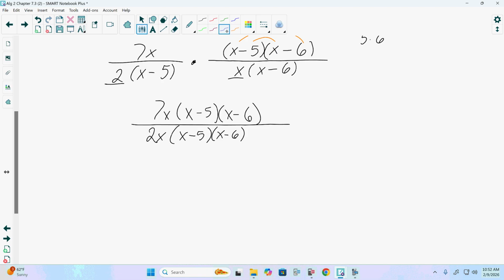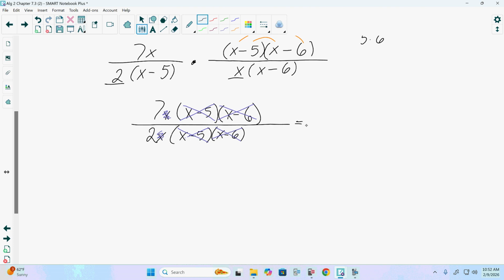Now we just need to see what's in common on top and bottom. So we do have x minus 5 and x minus 5. We also have x minus 6 and x minus 6. And lastly, we have x over x. Because there's only one x on top and bottom, they would simplify out completely.